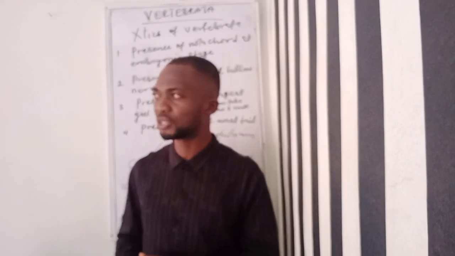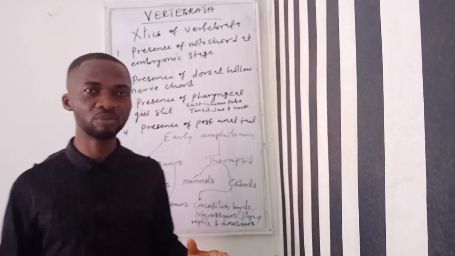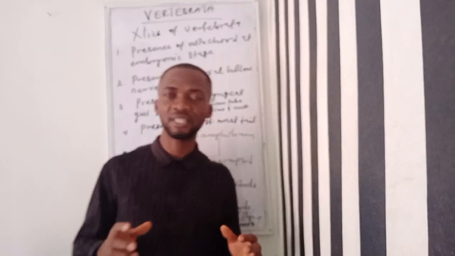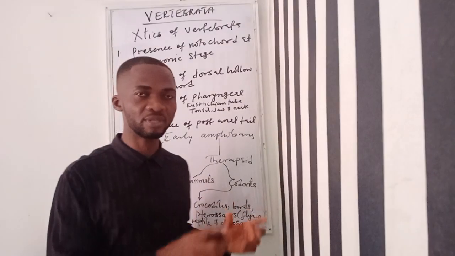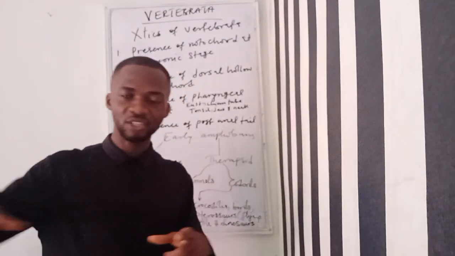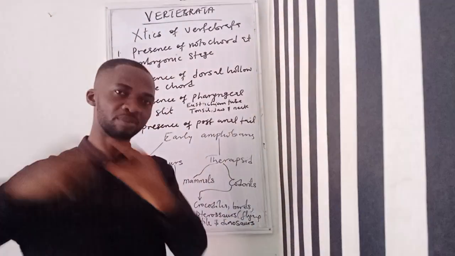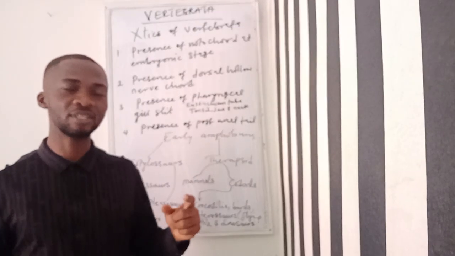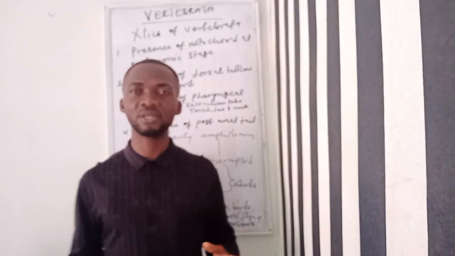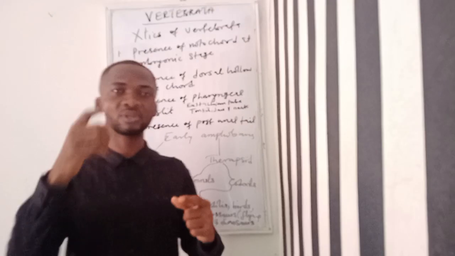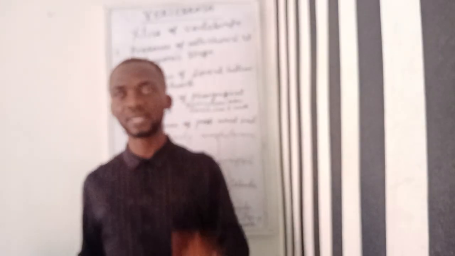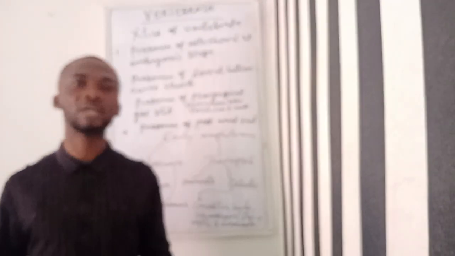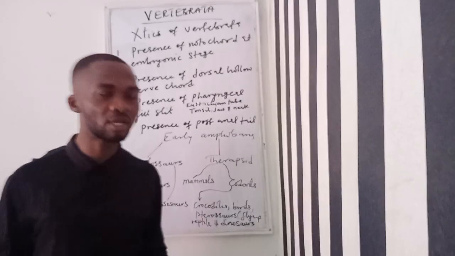If you can remember vividly, we started the study of the animal kingdom with the study of the invertebrates. Of course, the order of evolution is from invertebrate to vertebrate. So we began studying the first animal, the protozoa. We studied the porifera, the sponges. We studied the cnidaria, platyhelminths. We looked at nematoda, annelida, mollusca, arthropoda, then echinodermata, and we ended with the phylum chordata.